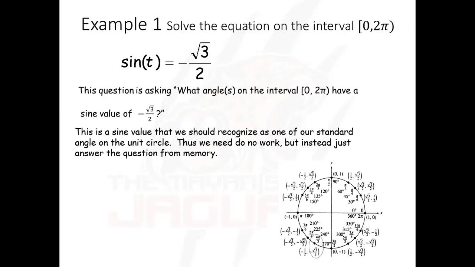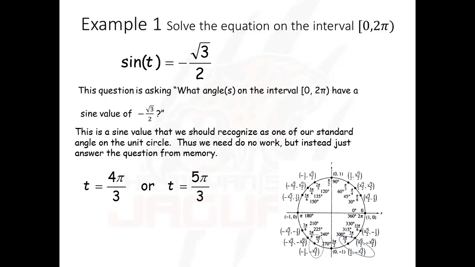Here we have one of those. For the angle 4 pi thirds, the other pair that is associated with it has a y-coordinate of negative square root of 3 over 2. And also, because there is another one, the angle 5 pi thirds has a y-coordinate associated with it of negative square root of 3 over 2. Therefore, the values of the angle that we're looking for are 4 pi over 3 and 5 pi over 3.